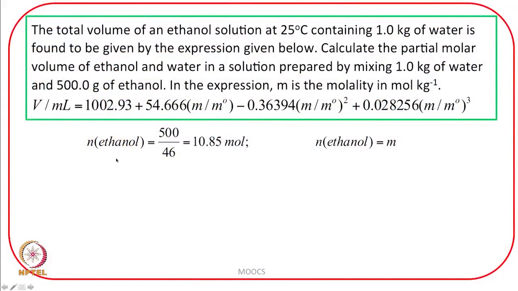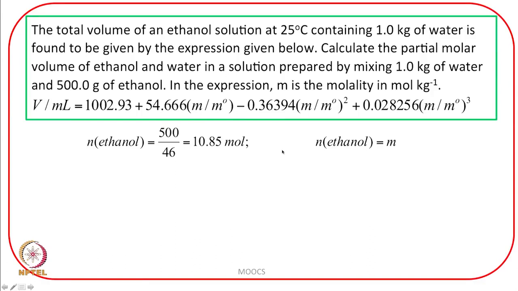We will make use of this fact and calculate the number of moles of ethanol. 500 gram of ethanol have been used. Molecular weight of ethanol is 46. Therefore, number of moles is 10.85.